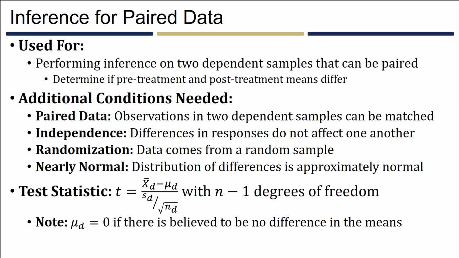The test statistic here is actually identical to what we just did in the one-sample t-test, only we're working with the differences. We take the sample mean of the differences, subtract off the hypothesized difference, which is typically set equal to 0, divide by the sample standard deviation of the differences over the square root of the sample size. This is again going to give us a t-statistic that has n-1 degrees of freedom.